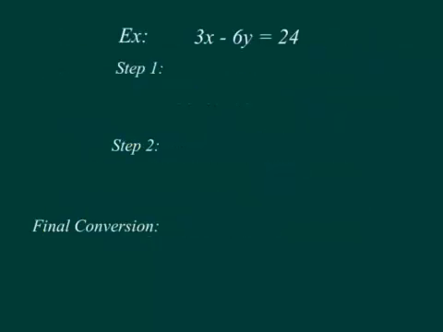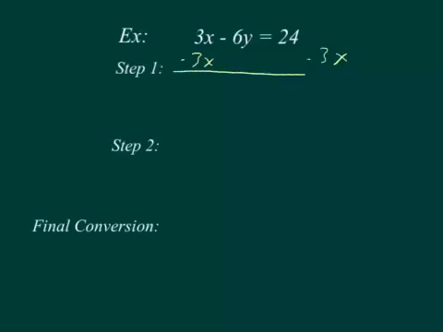I have an example. 3x minus 6y equals 24. This is a standard form linear equation. Step 1 told me to move my x term. In this example, my x term is positive. In order to move it, I must subtract the 3x. And I don't just do it to one side, I do it to both sides.